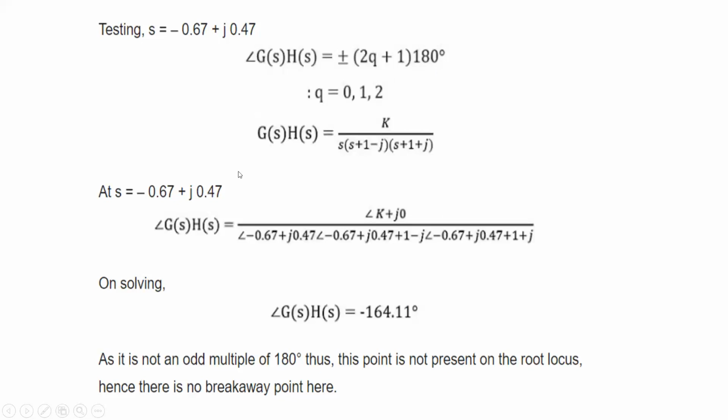So if we substitute this and find the angle, what we have is minus 164.11 degrees. So this is not an odd multiple of 180 degrees. From this we can say that this point is not on the root locus, as it is not satisfying the second Evans condition, that is the angle criterion. So we can say that there is no breakaway point.